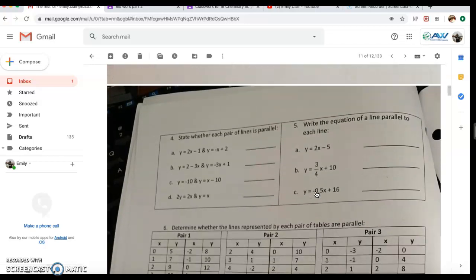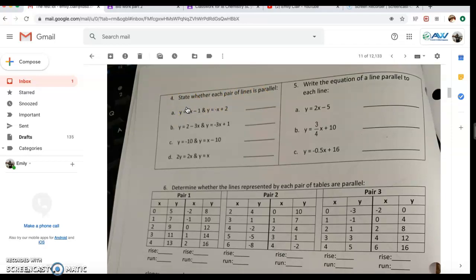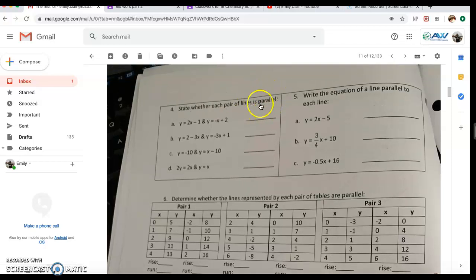Now, this next page, so continuing with this idea of parallel lines. Here, instead of looking at the lines on a graph, we're looking at their equations. But remember, parallel still has to do with slope. Lines traveling in the same direction are parallel. They will have the same slope, which means we're looking for that number in front of the x, and we're looking to see if it's the same number.